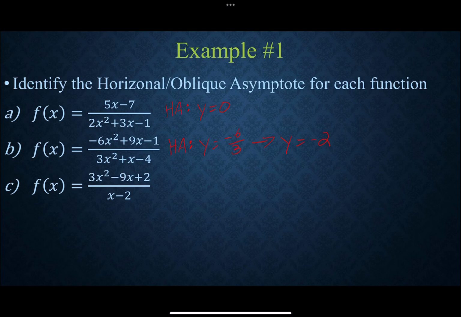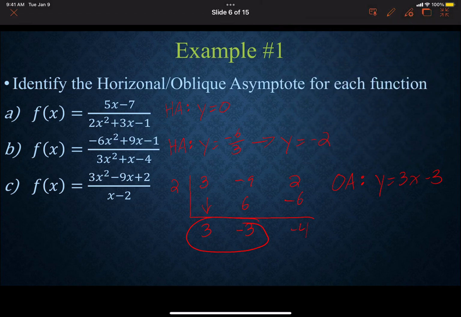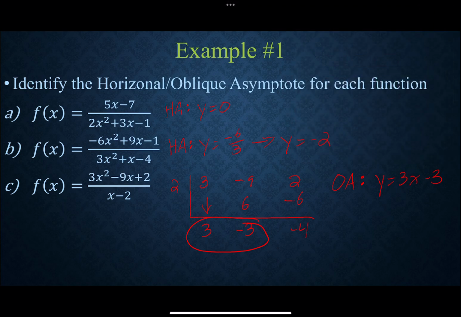Because we are dividing by a linear expression with a coefficient of 1, we can do our synthetic division to solve this problem. Putting a 2 on the outside, 3, negative 9, and 2. When working through this synthetic division, we're not going to need to worry about what the remainder is. This part right here tells the oblique asymptote. My oblique asymptote is the equation y equals 3x minus 3. Alright, so that's how we can find the horizontal or oblique asymptotes for a graph.